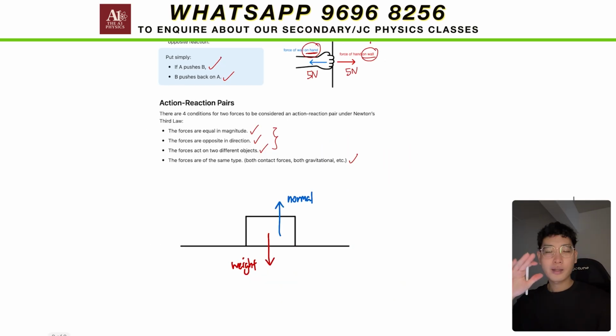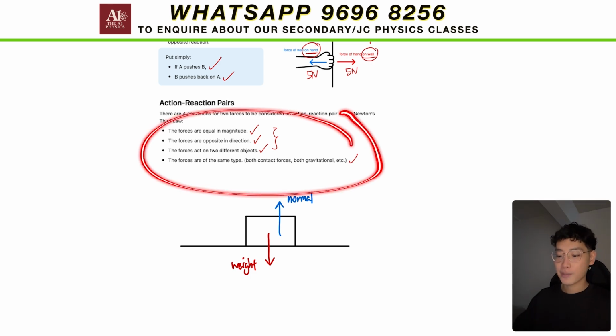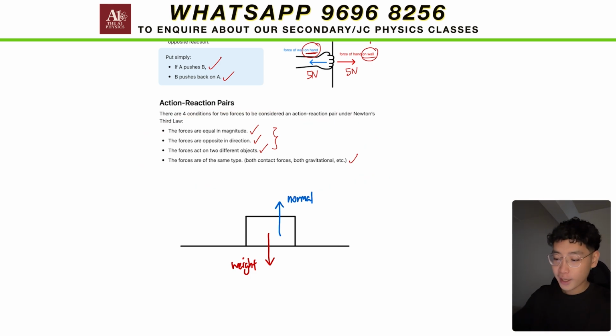Now let me ask you a question. Are the weight and normal force considered an action-reaction pair? Assuming they are the same magnitude, are they considered to be an action-reaction pair? Now think very carefully about this. Think about the conditions for an action-reaction pair, right? The answer is no. They are not an action-reaction pair.